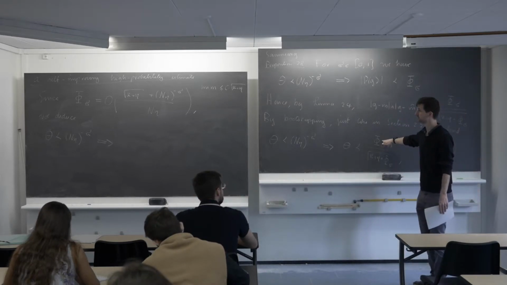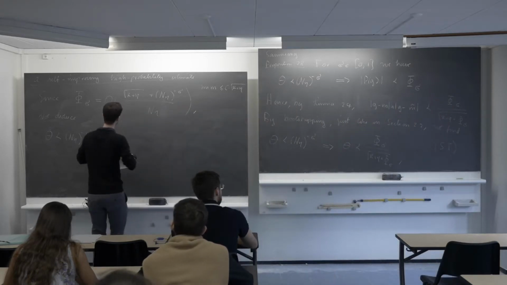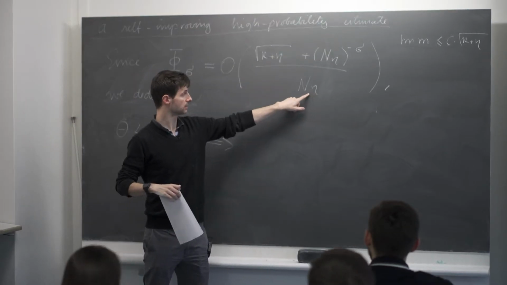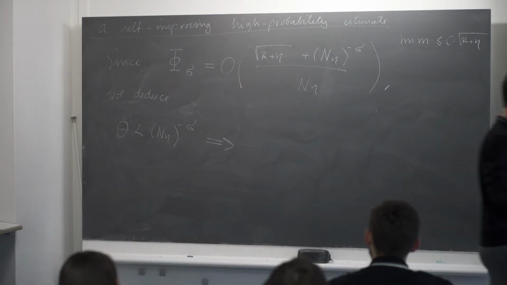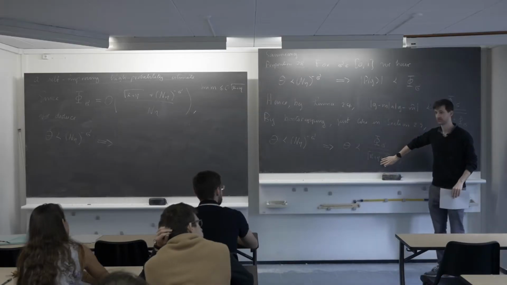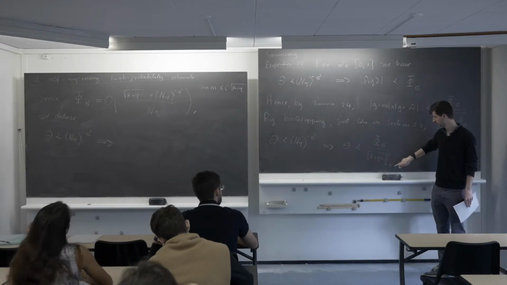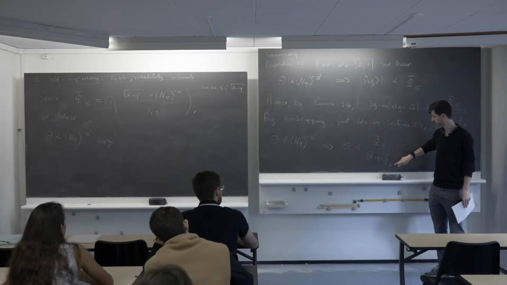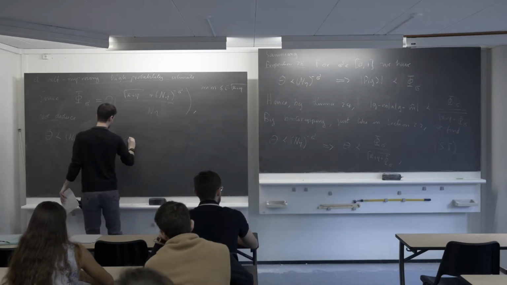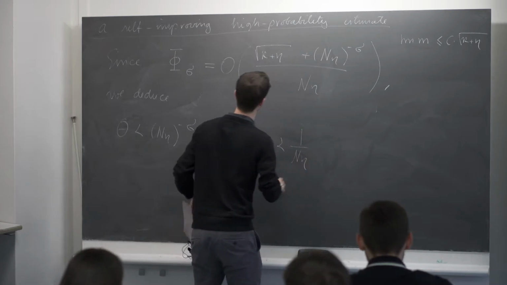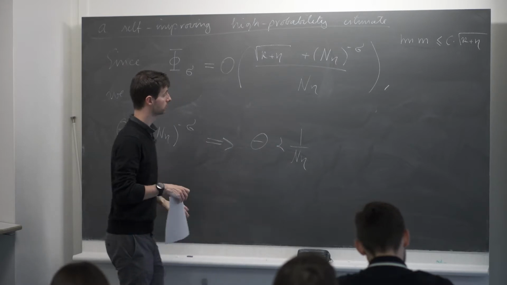Now, the theta sigma consists of two terms. Let me split it into two terms. If I take the first term, the square root of kappa plus eta over n eta, this I take in the numerator. And in the denominator, I certainly get an upper bound if I just forget about the phi sigma, and therefore the square root of kappa plus eta just cancels that one. So the first term, if I divide it by square root of kappa plus eta, I just get 1 over n eta.